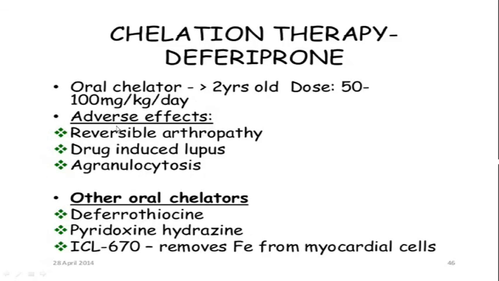The other form of chelation therapy is an oral chelator, deferiprone, which is usually started in children more than 2 years of age, and it is given in the dose of 50 to 100 milligram per kg. Again, it has adverse effects of reversible arthropathy, agranulocytosis or lupus, so CBC should be monitored on a regular basis when starting on these drugs. There are certain other oral chelators which are still not very commonly used.